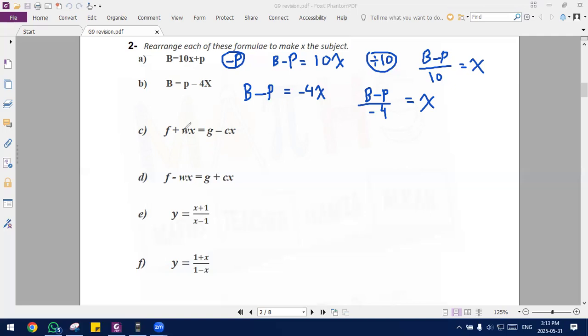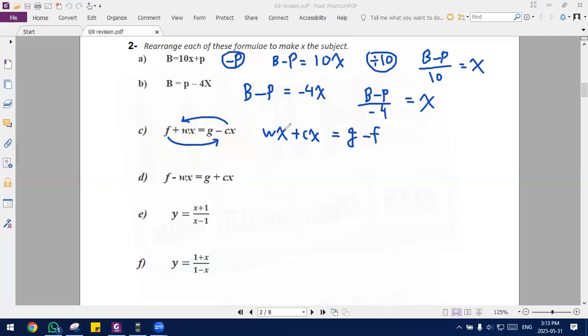So look, I have wx and I have cx. Let me take that cx to the other side. It will be plus cx. So wx plus cx is equal to g. What should I do for f? We said x on one side, others on the other side, so I take it to the other side. It will be minus f.